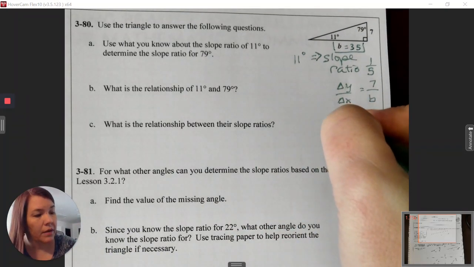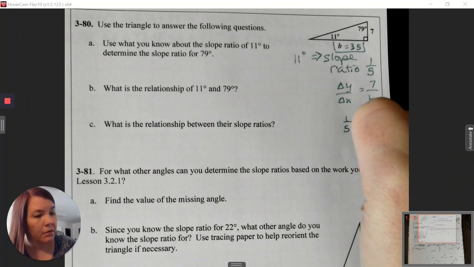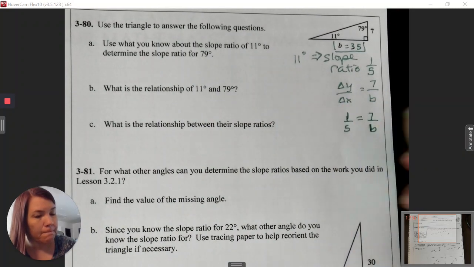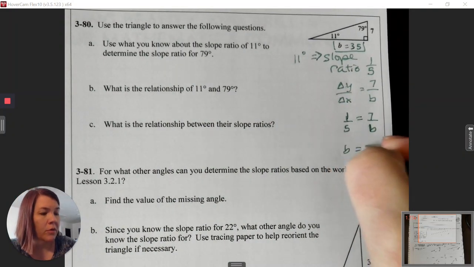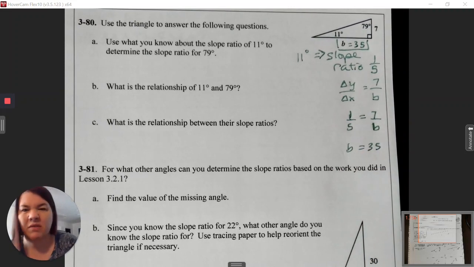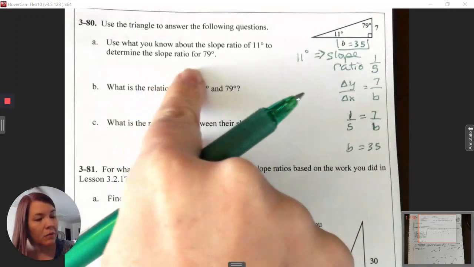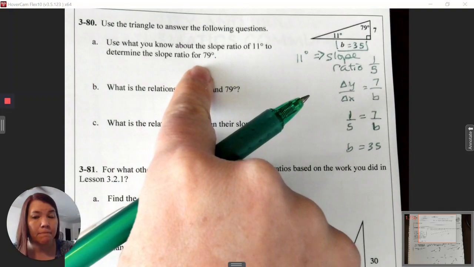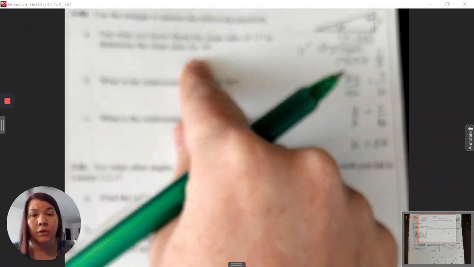So that 1/5 can equal 7 over B. So that means B equals 35, just cross multiplying. So if I know that, what about the slope ratio for 79? This is what I was just alluding to.